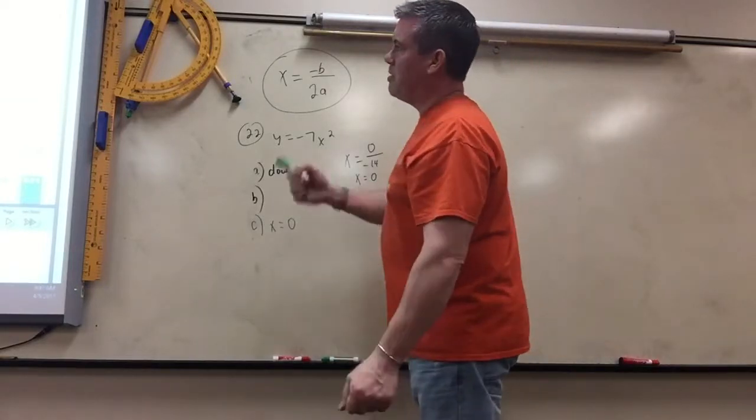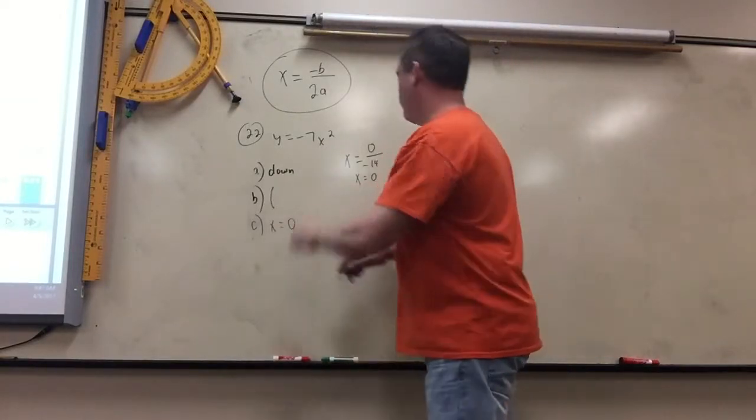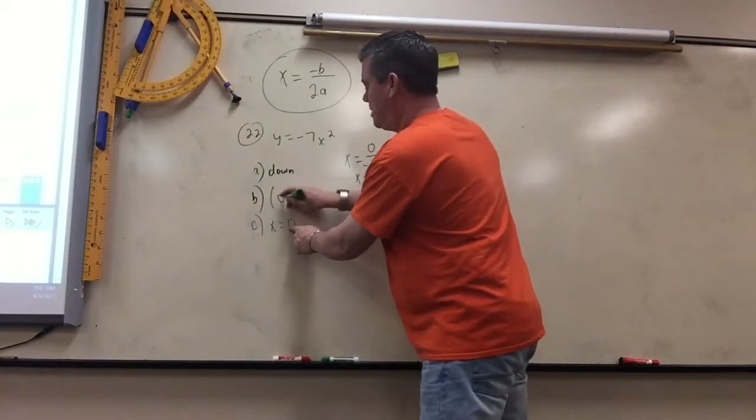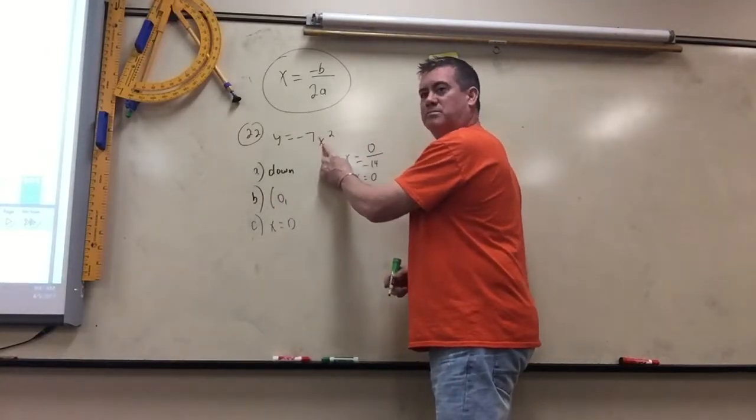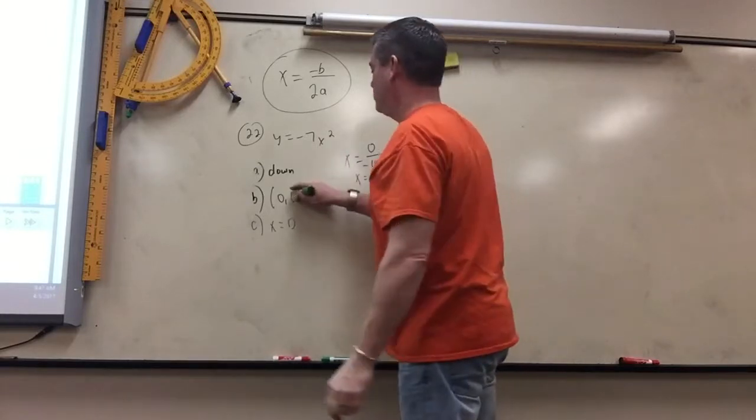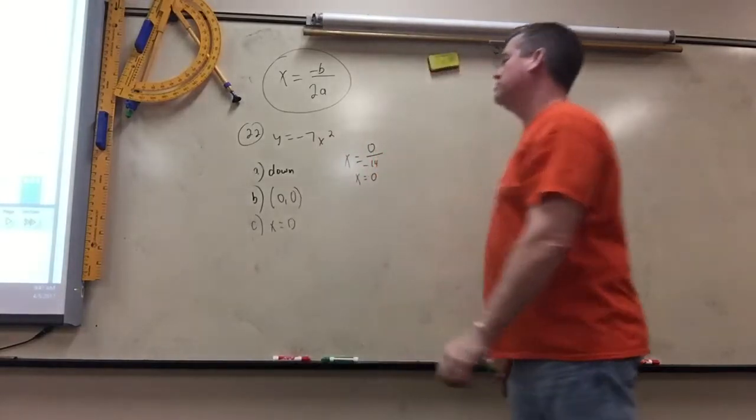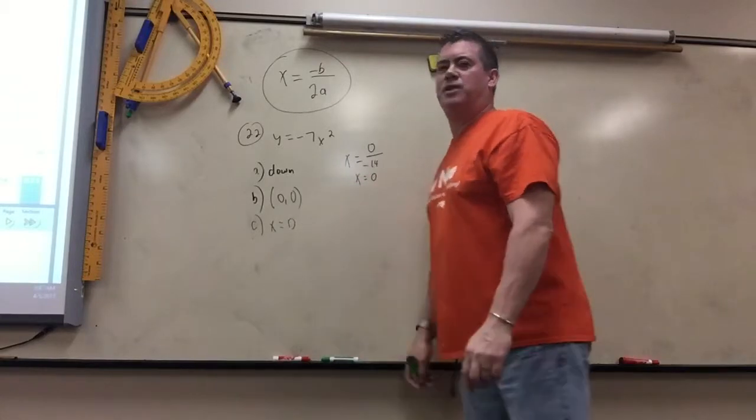Then to figure out part B, the vertex, remember this is your x, and then you've got to plug that in to figure out what y is. It's 3. Yep, so you'll have 3 answers for each.